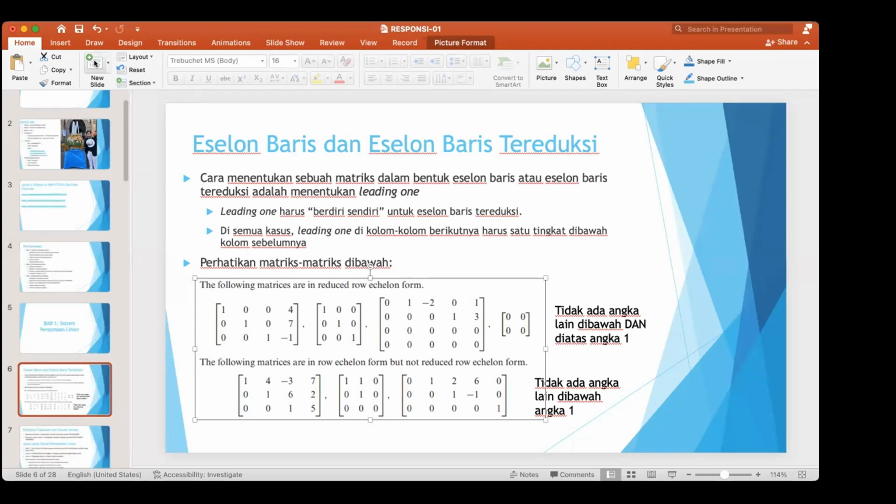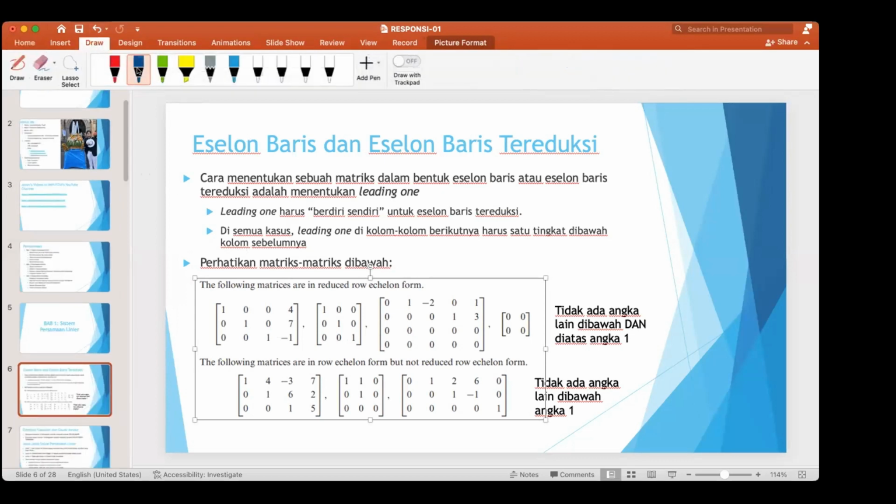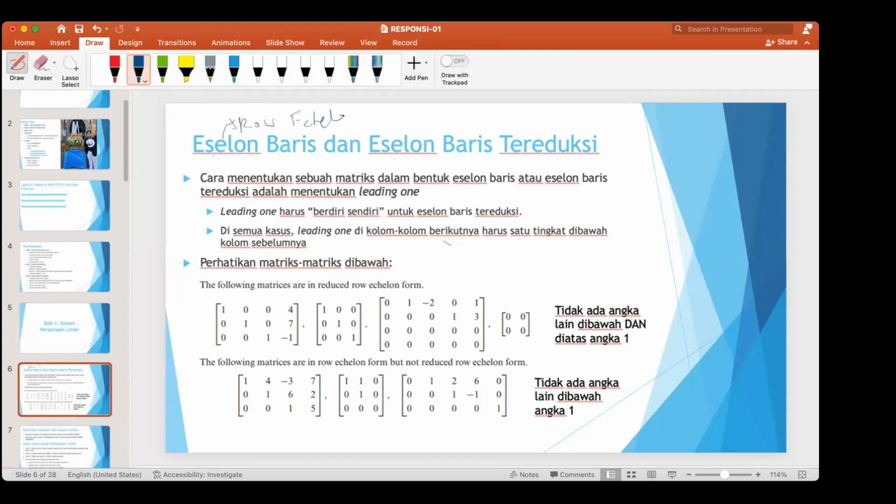So basically here, this is, ini namanya row echelon form. Ini reduced row echelon form. So the difference between these two is the content of the matrix and the shape of the leading one.